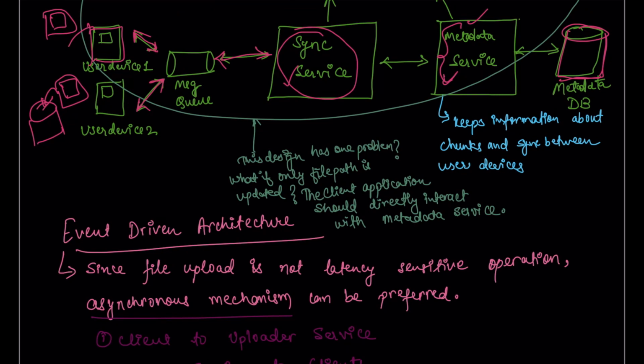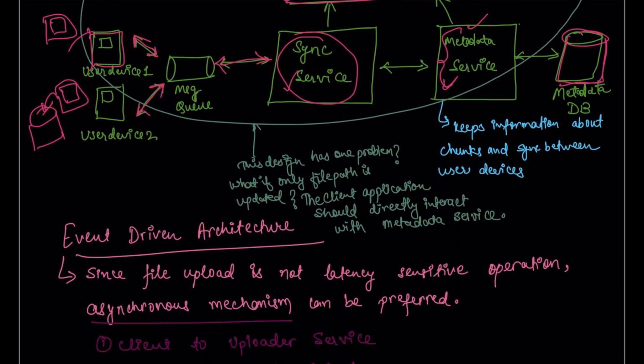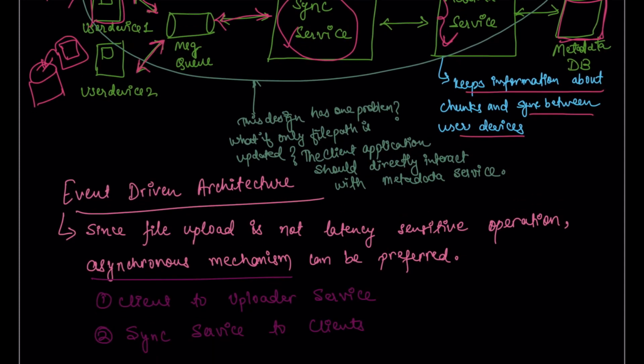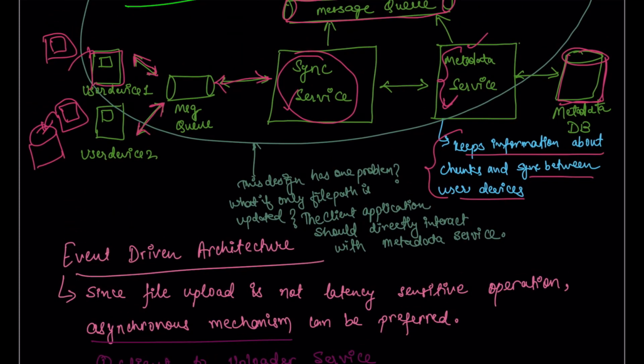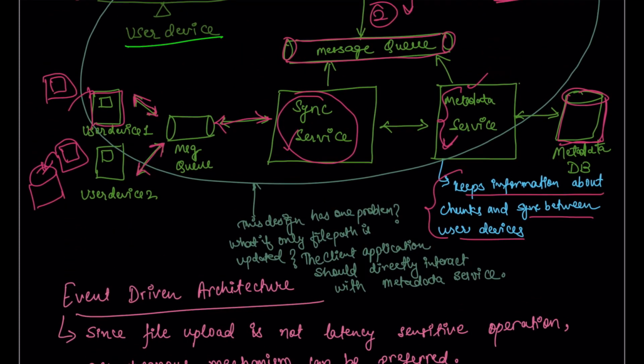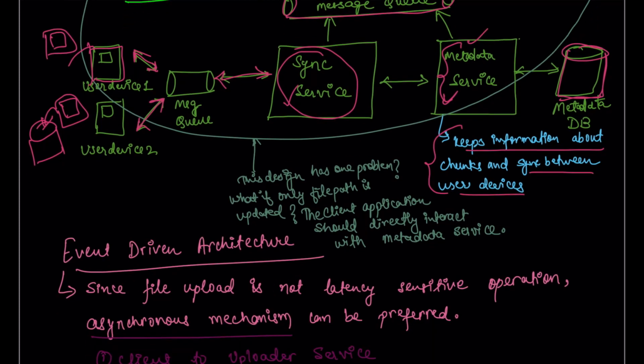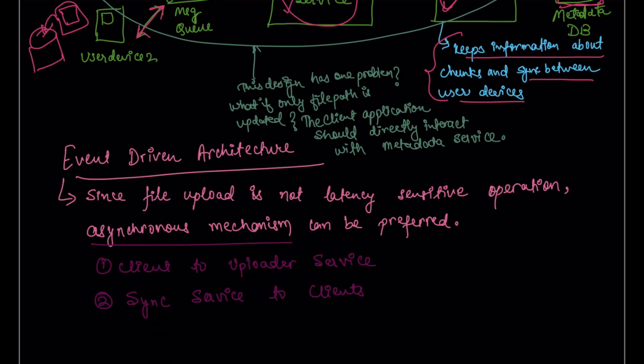discussed. Now if we talk about this design, basically this metadata keeps information about chunks and the sync between user devices, so it has to keep this information, basically where the data has been synced, and which devices there are for this particular client, and then also update the metadata about the chunk information. Now what issue can this design have?